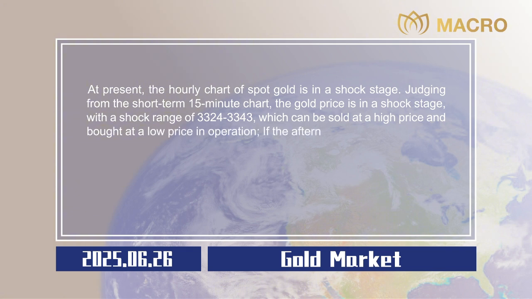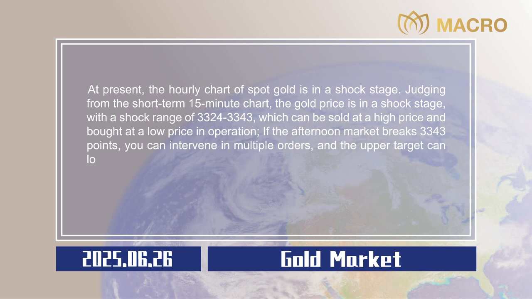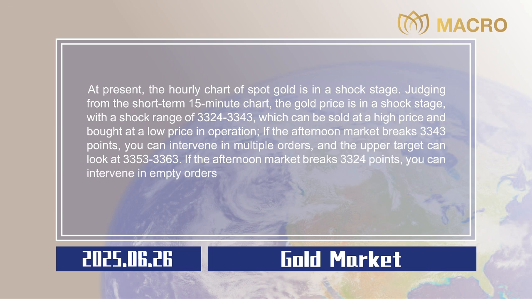If the afternoon market breaks 3,343 points, you can intervene in long orders, and the upper target can look at $3,353 to $3,363. If the afternoon market breaks 3,324 points, you can intervene in short orders, and the lower target can look at $3,314 to $3,304. Stop losses are all $5.